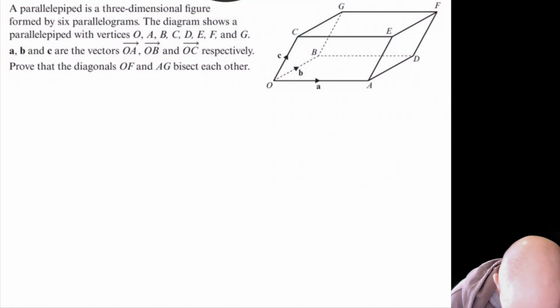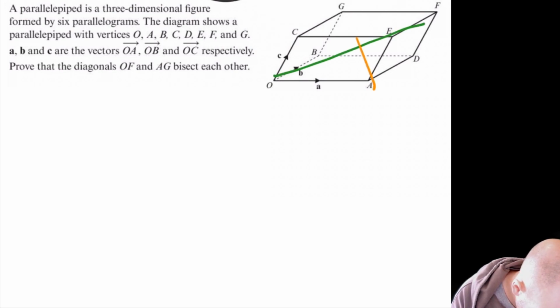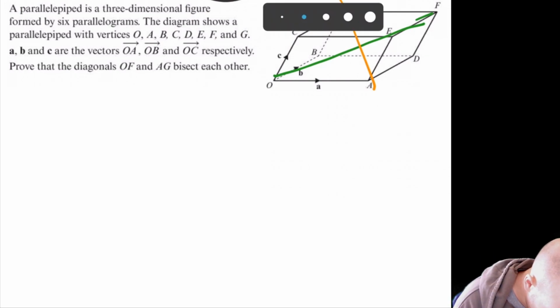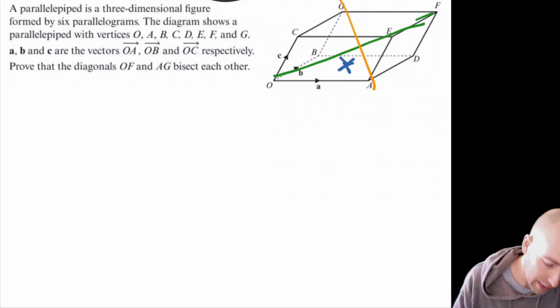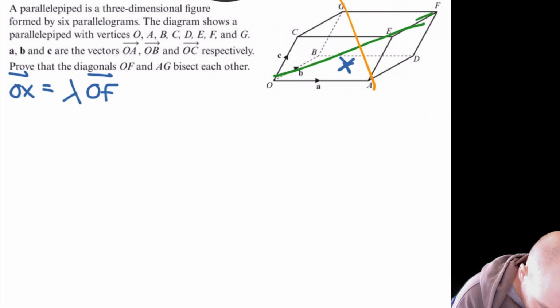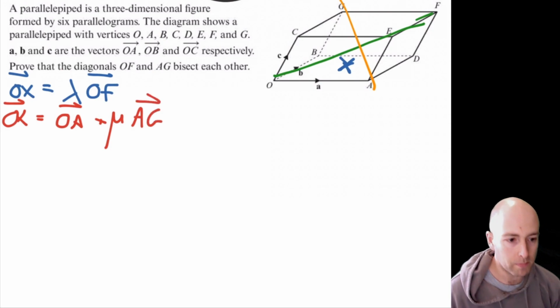Okay, so the idea is show OF and AG bisect. There's OF, there's AG. So we want to show that they meet and they meet halfway between. I'm going to call the intersection X, so it's a little bit easier to deal with. So we're going to find two different ways to get to X using OG and using OF. So we'll say OX is lambda OF, and we can also say OX is OA plus mu AG.